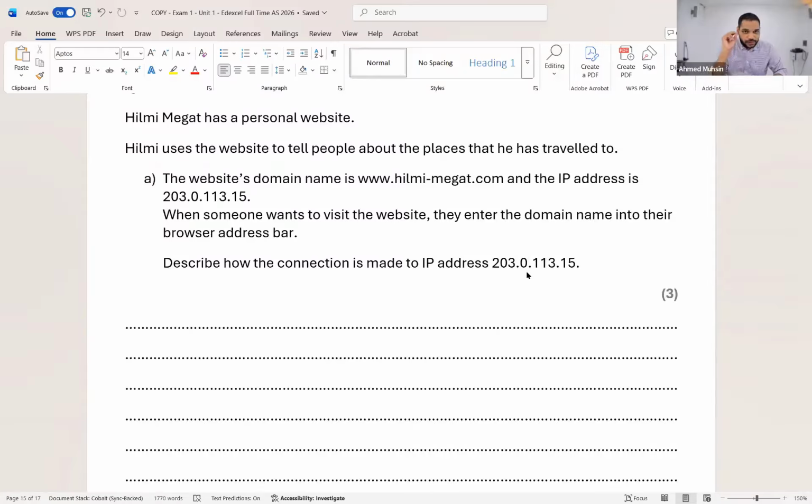We can say the domain name will be sent to a DNS server. The DNS server will compare the domain name with its database of IP addresses. Once it finds a match, it will send that IP address back to the web browser. And then the web browser will be able to establish a connection with the respective server. Are we okay with this, everyone? Okay.